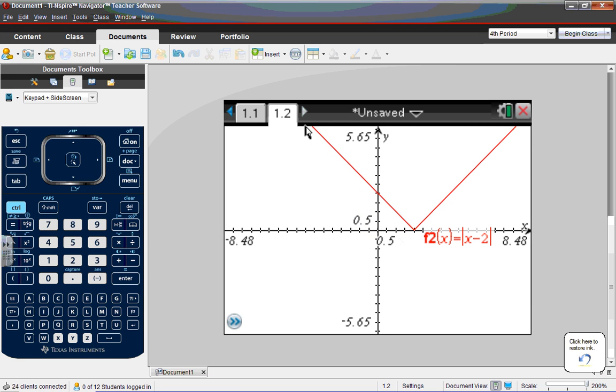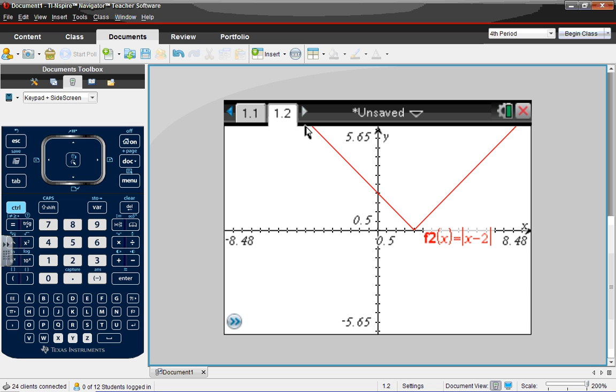Which means, what is my domain of this thing? Any number, because there's no restrictions. When I clear out negative infinity, I have a corresponding y. When I clear out positive infinity, I have a corresponding y. Do we understand that that's the domain?